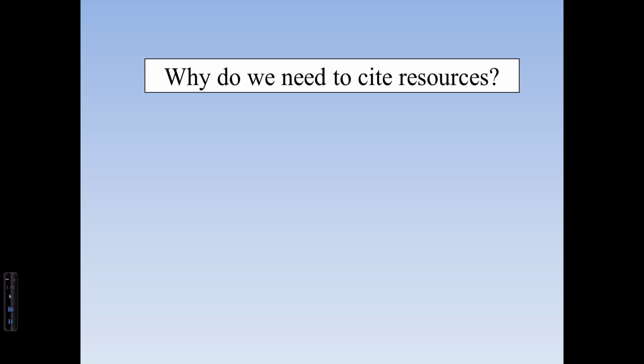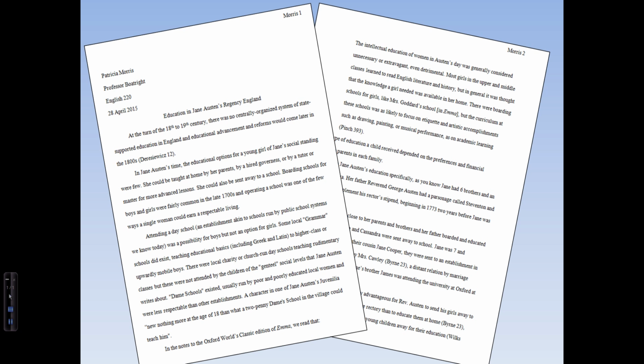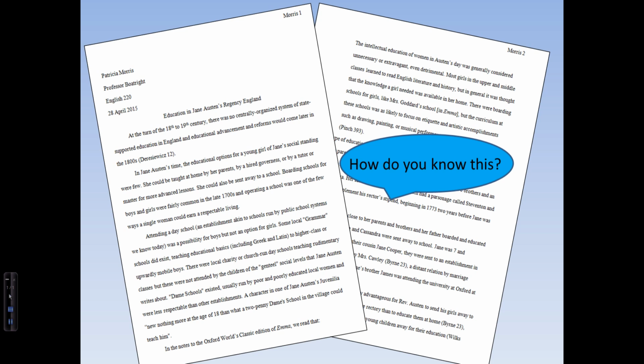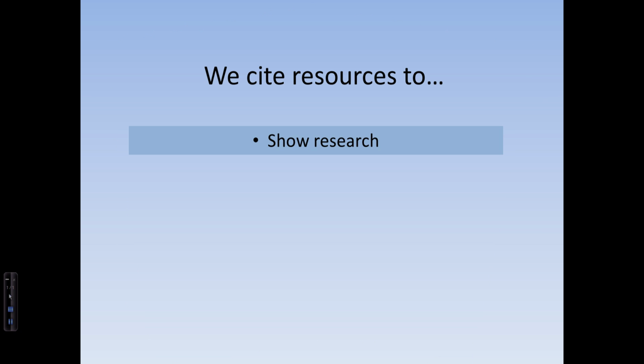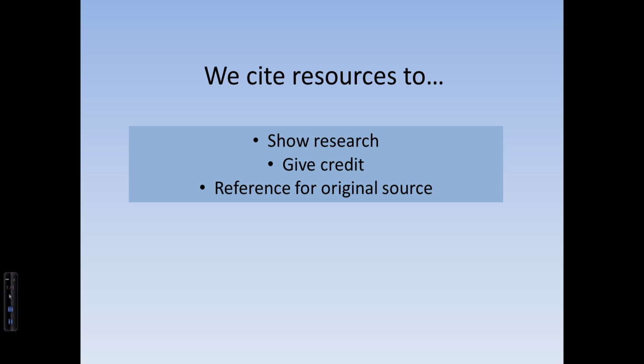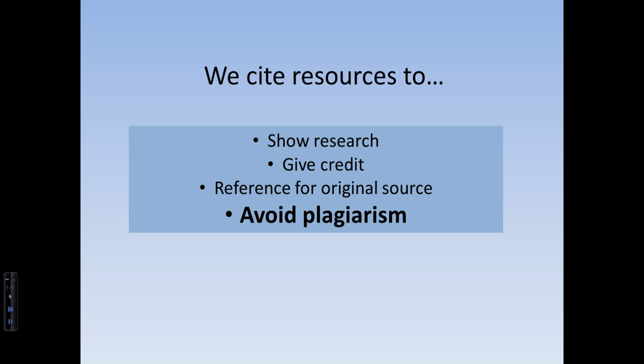Why do we need to cite our resources? Well, when you write a paper, you'll have a combination of ideas and concepts, some of which are original to you and some ideas and concepts that come from other sources, the research that you've done in preparing to write your paper. For any idea that is not original to you, you must provide a citation that will answer the question, how do you know this? We use citations to show you did the research, to give credit for the work of others, to provide information so someone can look up the original source, and to avoid plagiarism.